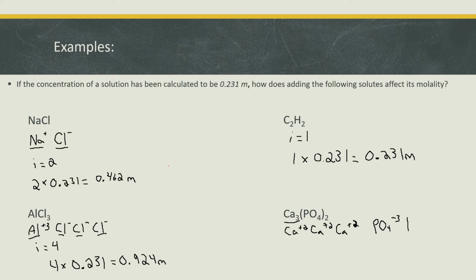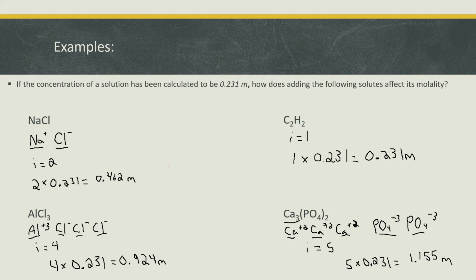And PO4 minus 3. Okay, so again, count them up. We have 1, 2, 3, 4, 5. We have 5 for our I. So we just take our 5. We're going to multiply it by 0.231. When you do that, you should have come out with a number of 1.155 molality.